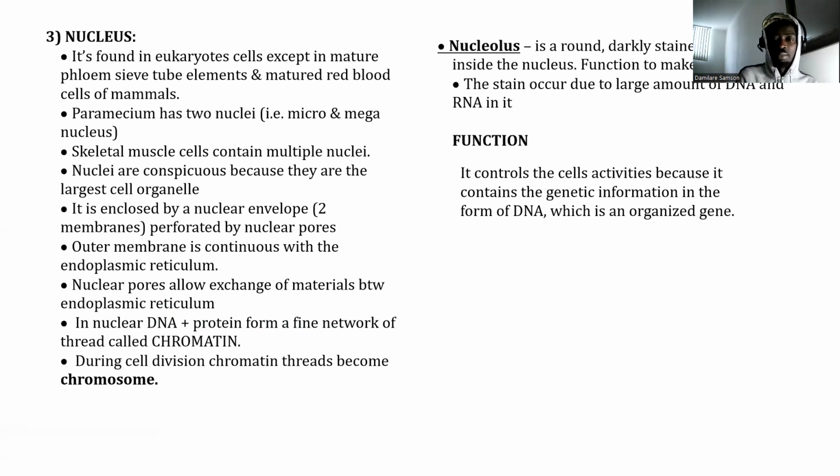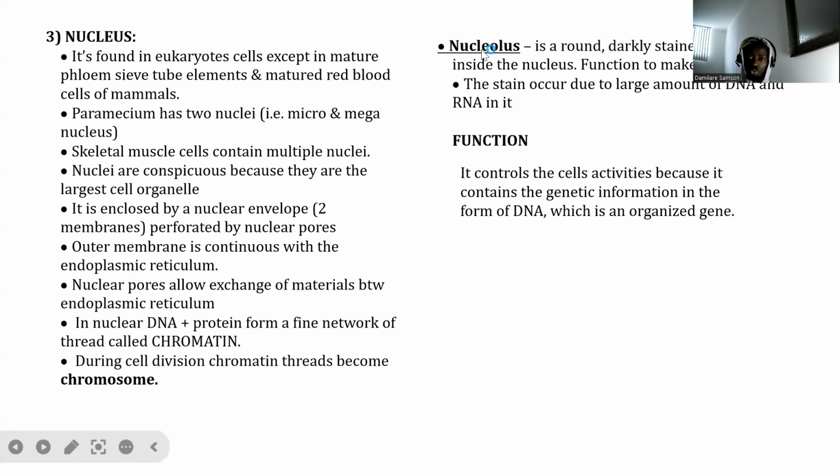So when DNA comes together with protein, we call it what? Chromatin. Now, during cell division, chromatin threads become chromosomes. That is why I said most of the things we mentioned while we were discussing cell division, we will still talk about them here because there is a link between them. We've talked about chromatin material, I'll call it chromatin thread. They are the ones that later form what?